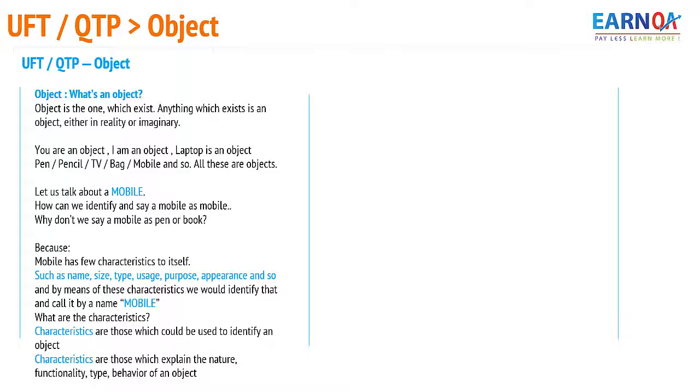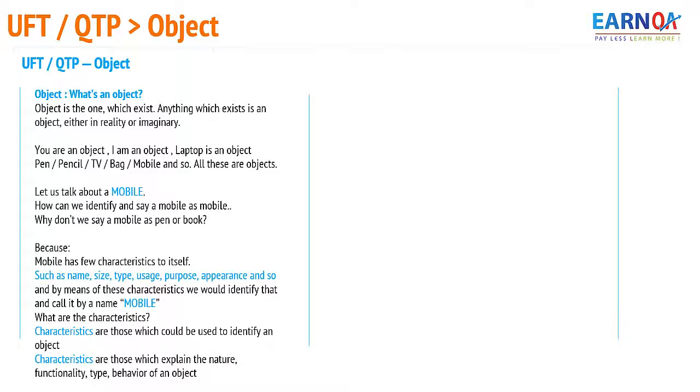Let me define it again. An object is the one which exists. Anything which exists is an object, whether in reality or imaginary. Basically, objects have properties such as name, length, size, width, type, usage, purpose, appearance, and many other things.